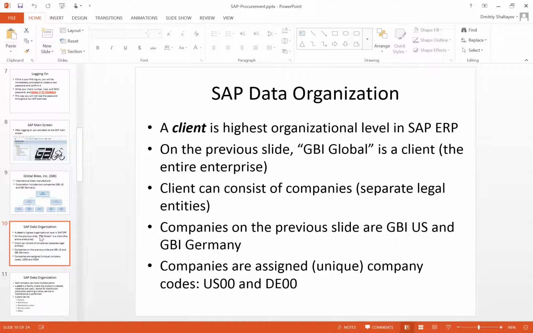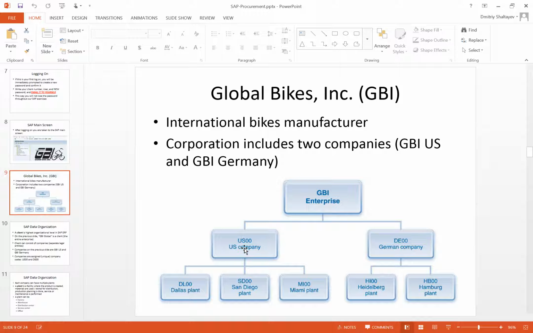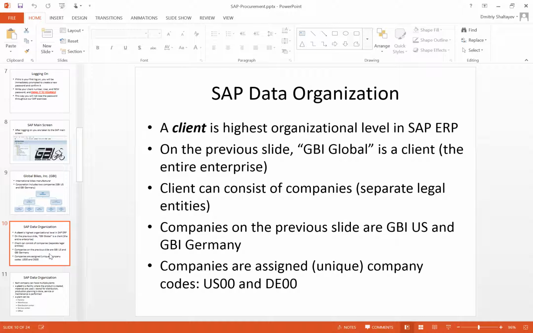Client also can contain multiple companies under the main holding, right? So in our case, we have a US company and we have a German company. So how do we distinguish between them within SAP? Every branch or company that operates under the corporate umbrella gets assigned a unique company ID or company code. So the entire US branch has the company code US00, and the German company in Europe has the company code DE00. Okay, so that explains what client is and how clients consist of multiple company codes.